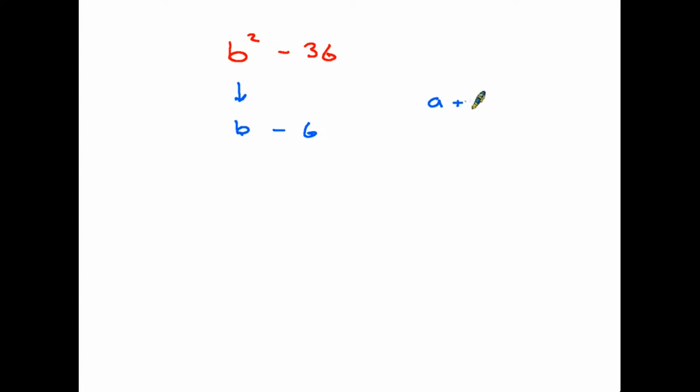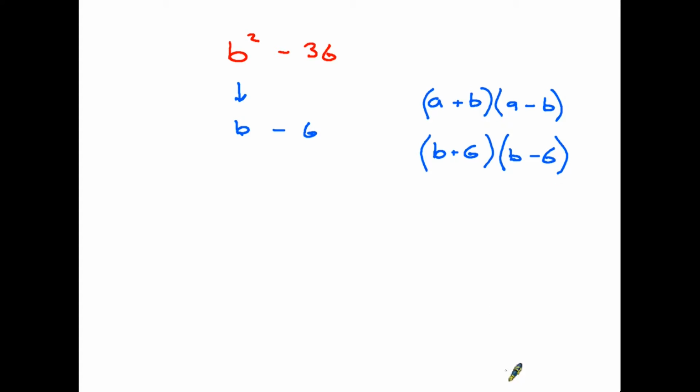Let's look at those brackets again. They say we have to write out a plus b in the first bracket and a minus b in the second bracket. So the two terms are b and 6. So we must have b plus 6 in the first bracket, and in the second bracket b minus 6. And there's our answer.